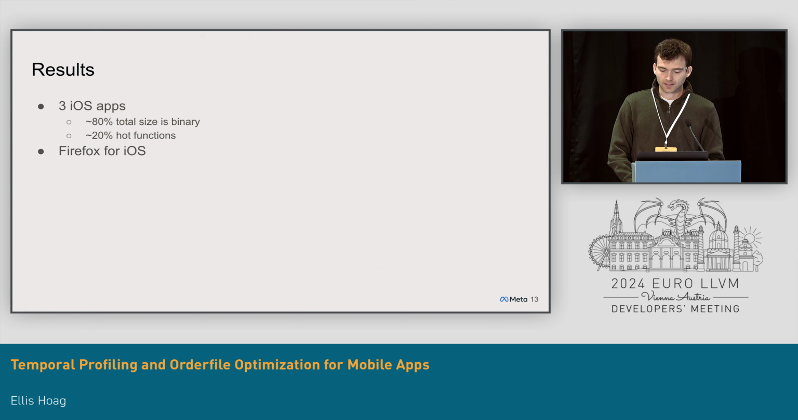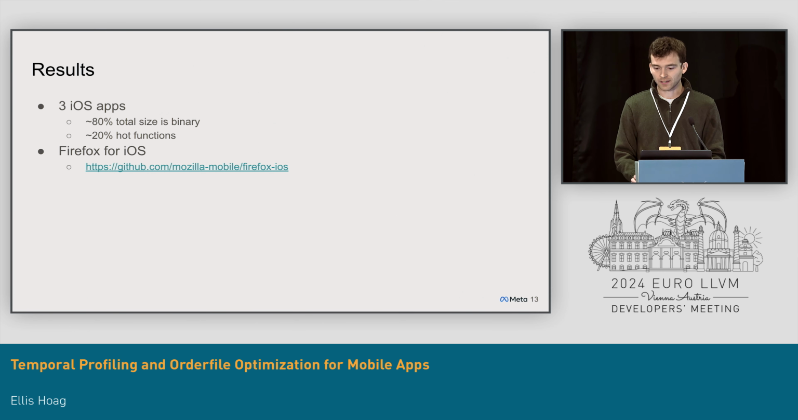I also wanted to test against some open source app. So I built Firefox for iOS. I'm not an expert in building Firefox, so I only changed the build flags for the client binary, which makes up about 30% of the total app size, which is the largest binary in the Firefox app.